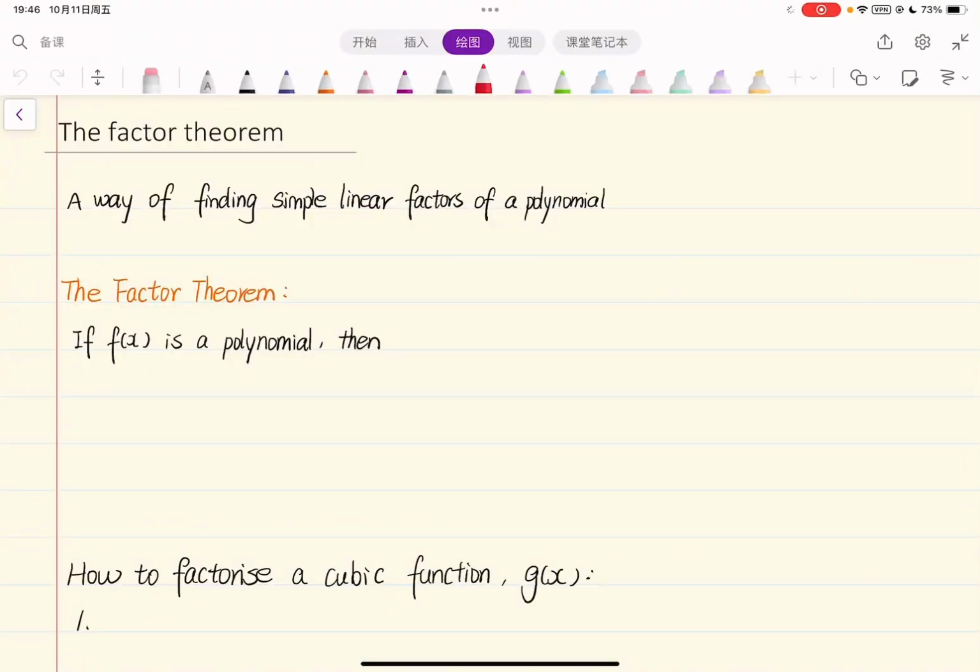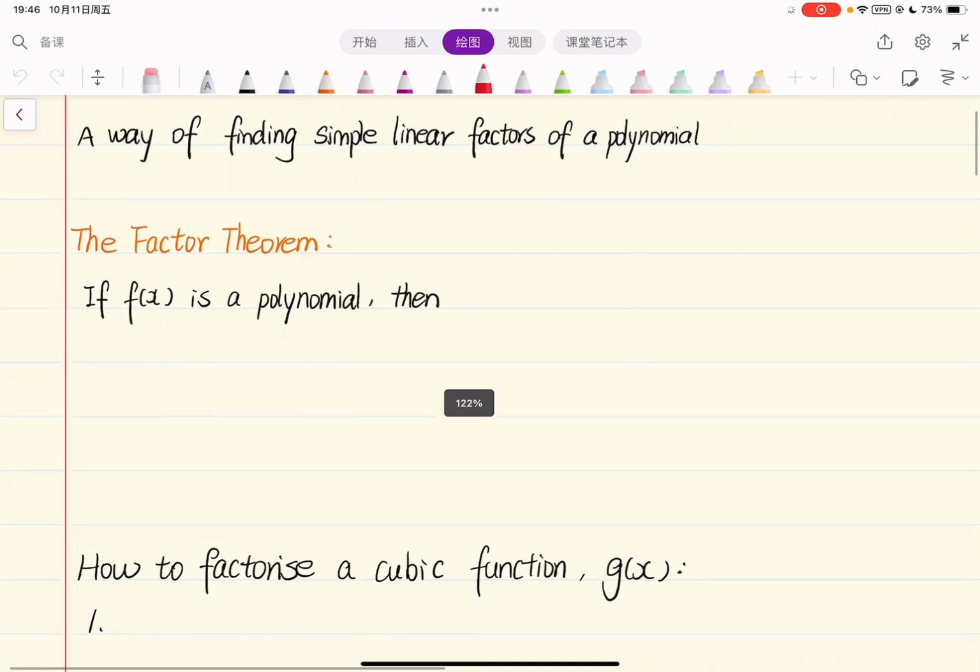Hello everyone, in this video we are going to learn about the factor theorem. After the lesson, I hope you know what a factor theorem is and you know how to use it to solve the questions. So what is the factor theorem?